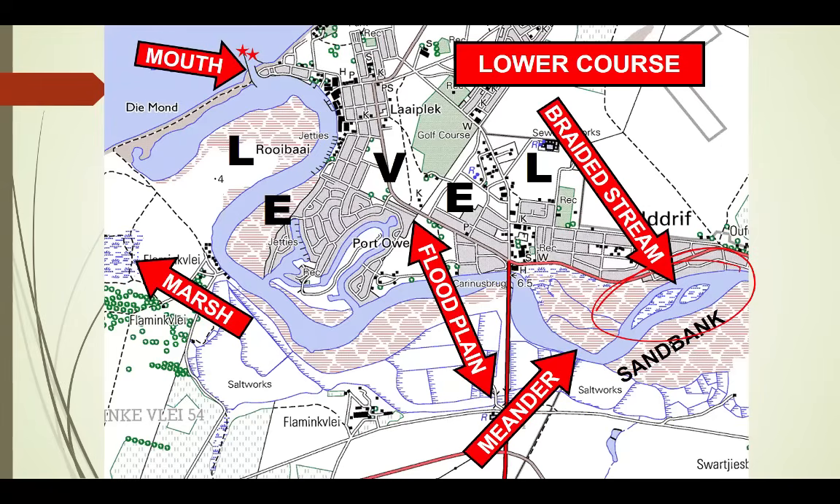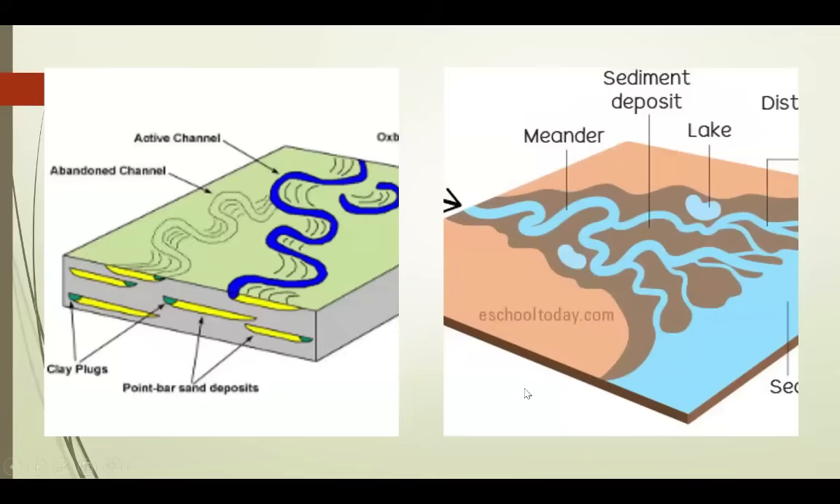What is the evidence that this is a lower course? Number one, there are marshes and flats that you can see there. Number two, you can see the well-developed meanders there. You can see braided streams there. You can see a wider floodplain. You can see meandering there. So these are the features that you find in the lower course of the river.